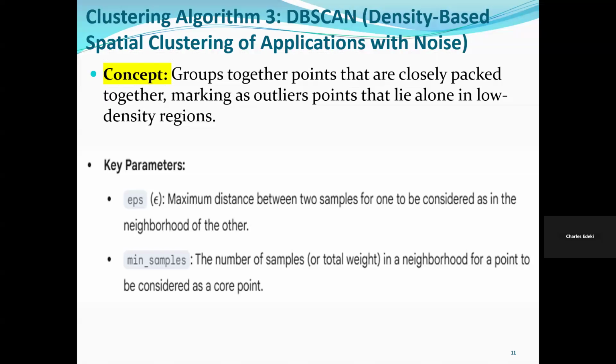Again, DBSCAN is density-based, or in full, density-based spatial clustering of applications with noise. So if no question with our previous lectures, let's go straight to it. The concept here is, first of all, a density-based algorithm, and the goal is again to group together points that are closely packed together. So the denser place will be one cluster.